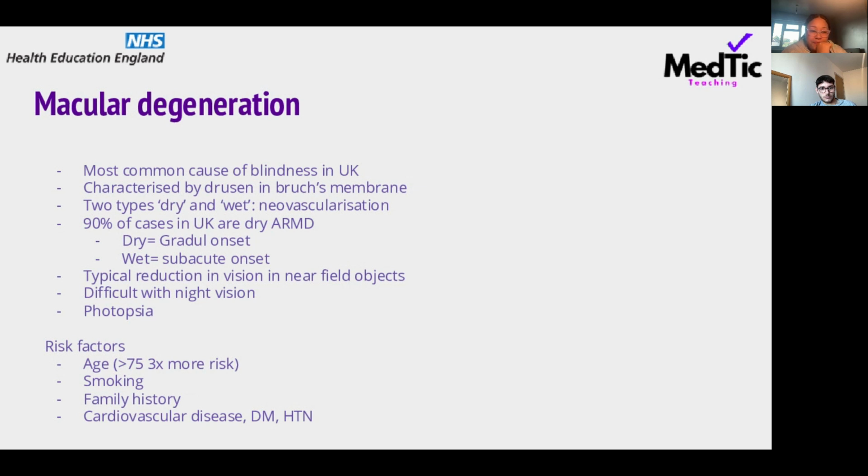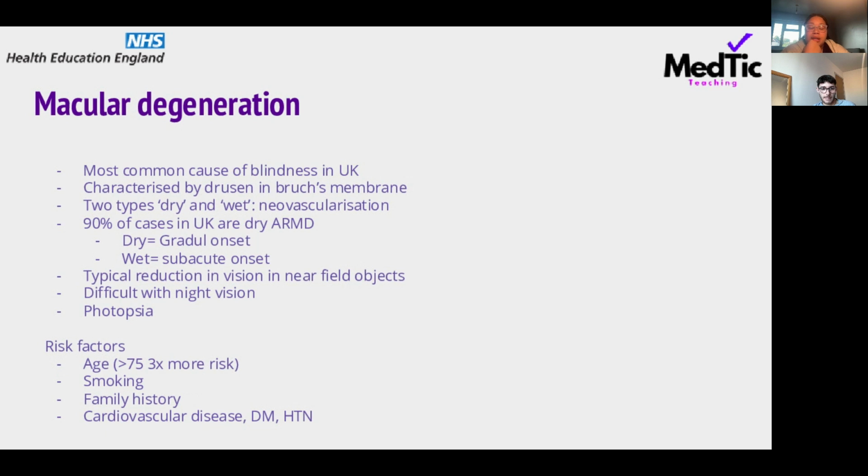neovascularization and bleeding. A lot of patients report central vision loss and distortion, and a lot of times patients will be given a piece of paper with lines on, for example, and when they're looking at the paper, instead of straight lines, the lines might be distorted and a bit wavy. So that's another key investigation, if you will, to be aware of.